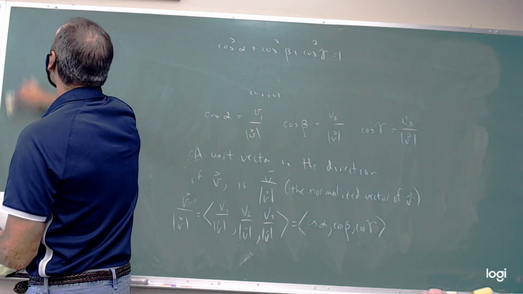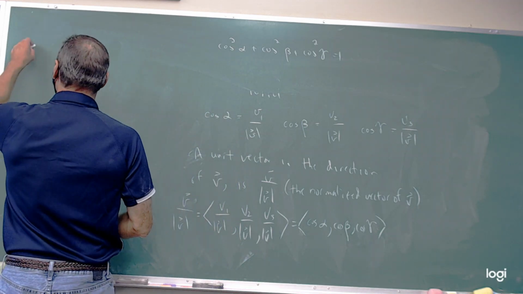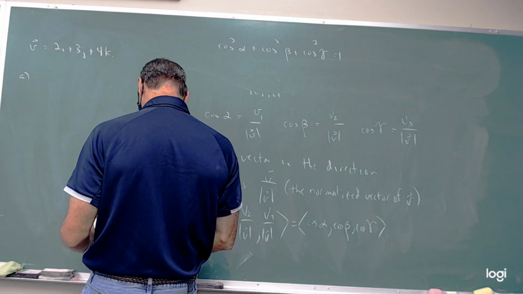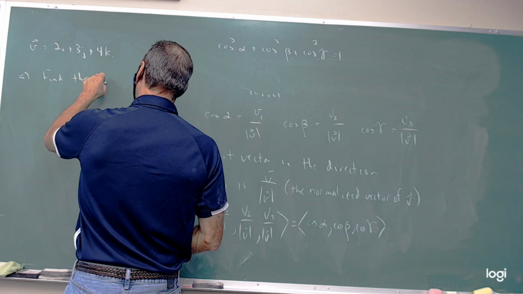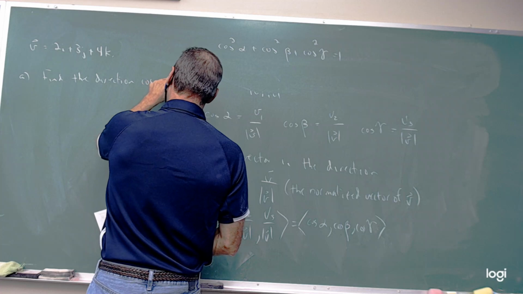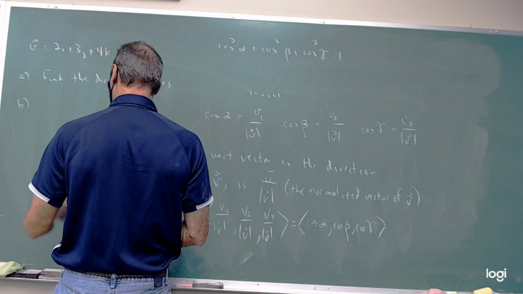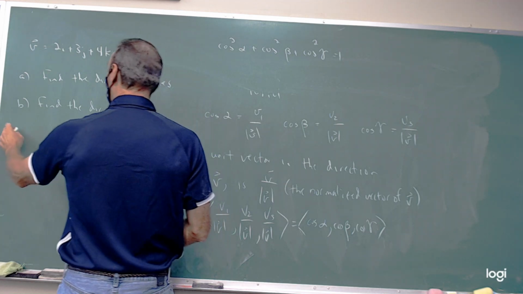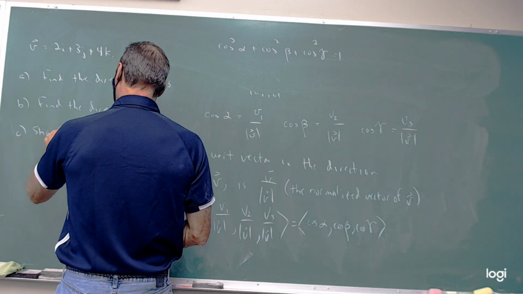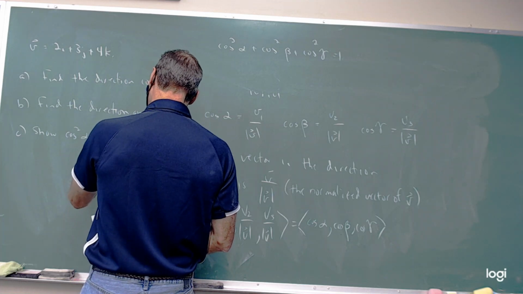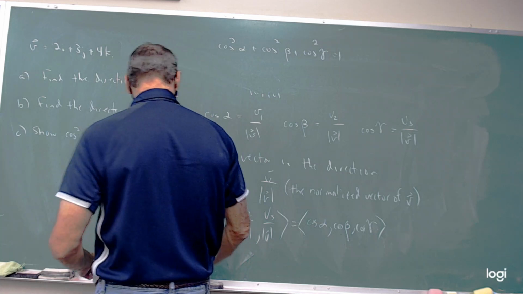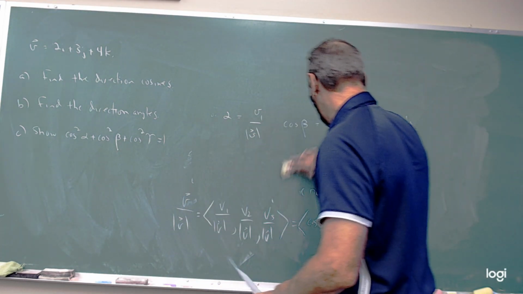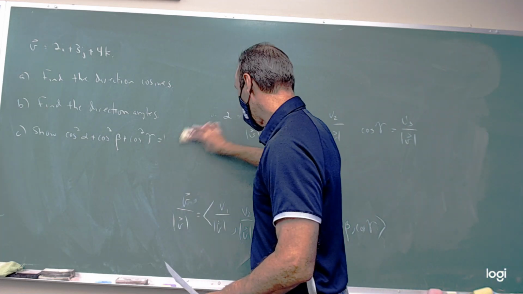Okay, let's do an example. So V is going to be 2i plus 3j plus 4k. Can we, first of all, find the direction cosines? And then can we find the direction angles? Then can we show that cosine squared alpha plus cosine squared beta plus cosine squared gamma does indeed equal 1? Okay, throwing a lot at you fast. Can we sort it out?